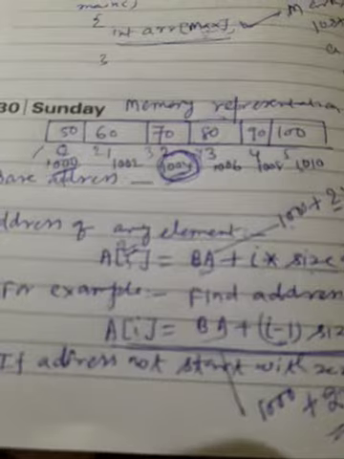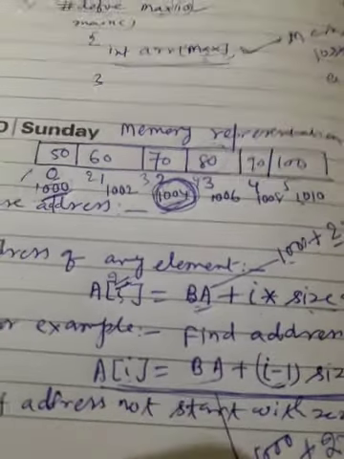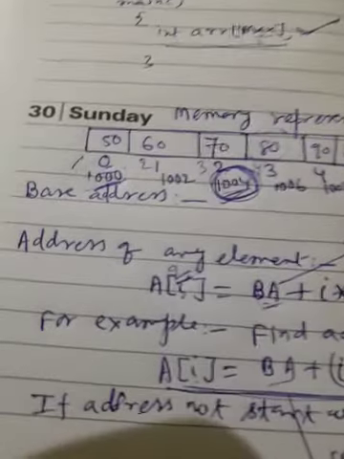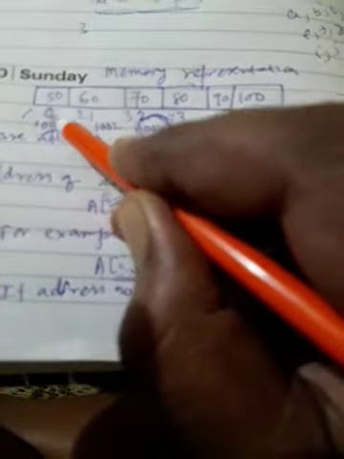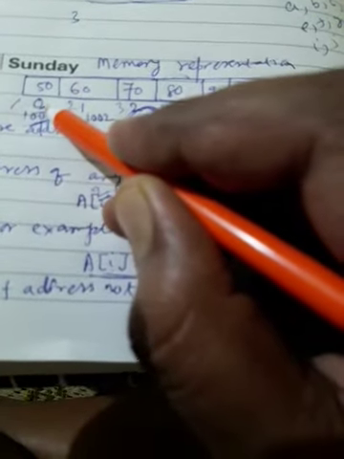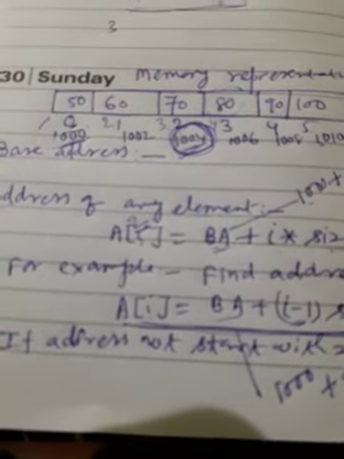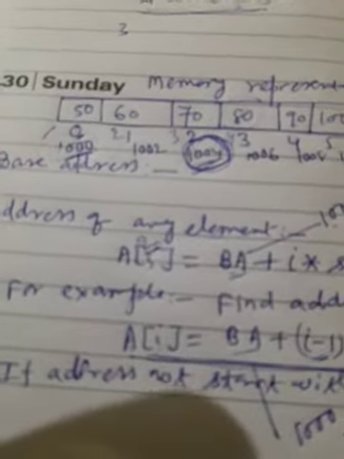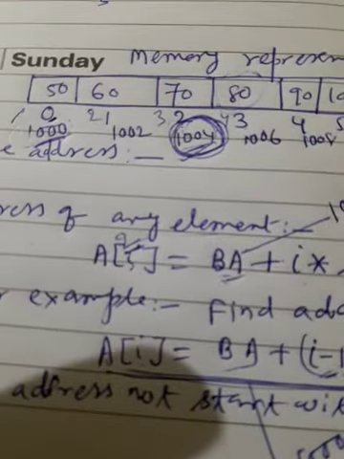Now we can look at the different ways to find the address of an element in the array. There are three ways we can do it. First, the base address is given and the indexing starts with 0. Second, the indexing starts with 1. And third, there is no 0 or 1 indexing, and the addresses of the elements are given. How can you do it?